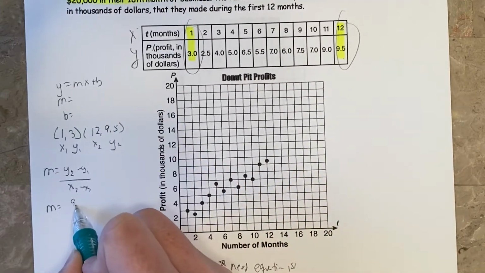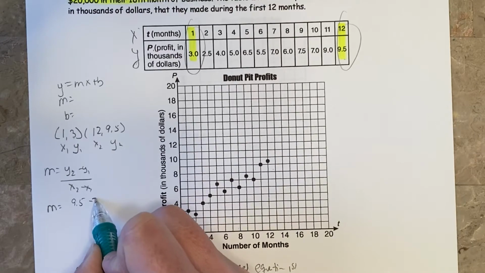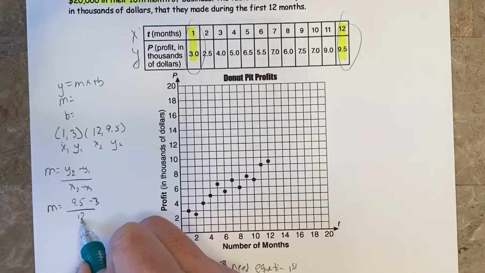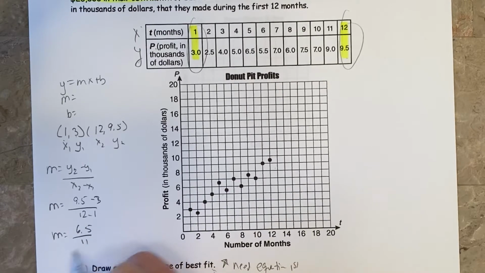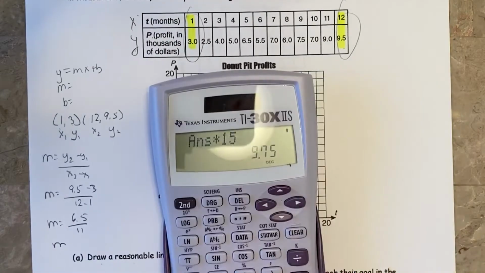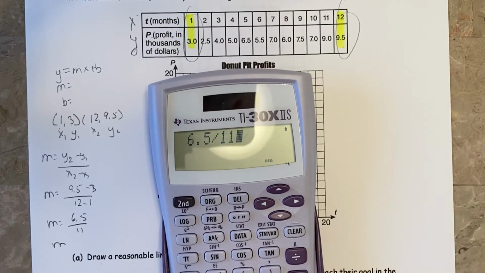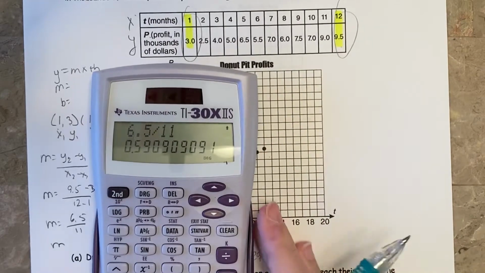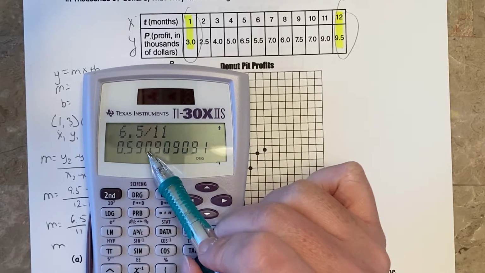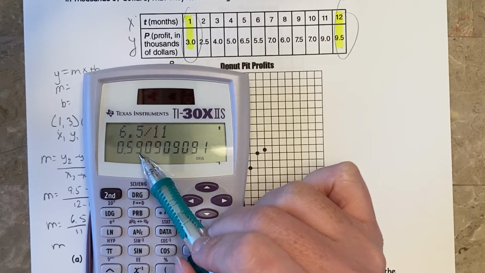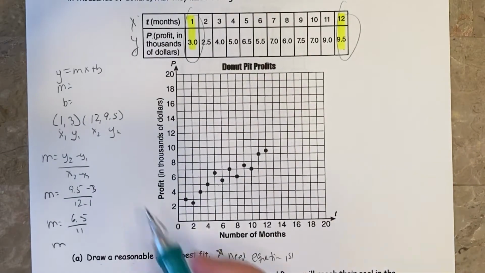Okay, so I have 9.5 minus 3, and then 12 minus 1. So that's going to be 6.5 over 11. Let me figure that out. And 6.5 over 11. All right, so now we actually have to round for once. So it's nearest hundredth. Hundredth is 2 numbers, so look to the third. Does the 0 round up the 9? No, it doesn't, so it stays 0.59.